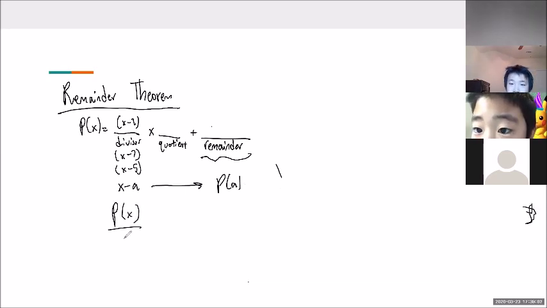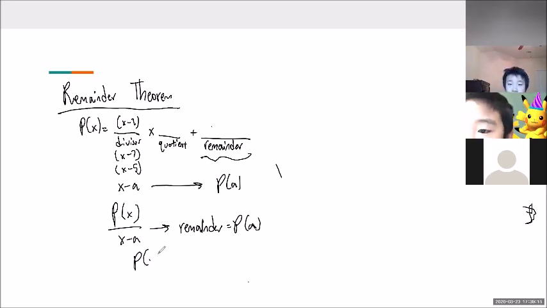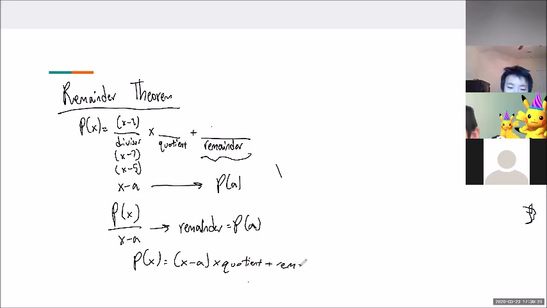So you have a polynomial p of x divided by x minus a. The remainder is p of a. Let me just make that clear. You might wonder, why is this true? Well, let me explain. If you have p of x is equal to x minus a times the quotient, and then plus the remainder.